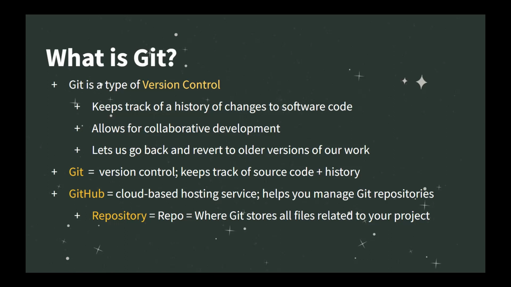GitHub is a hosting service, so it helps you manage Git repositories. You access Git stuff through GitHub, if that makes sense. And a repository, which everyone calls a repo, is where Git stores all the files related to your project. It's like a little folder inside Git that you can access through GitHub, where all the files and code reside. Hopefully that makes sense.